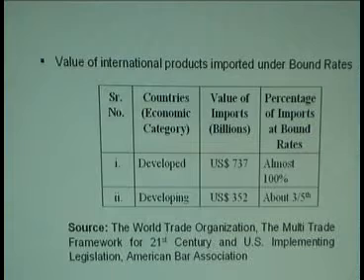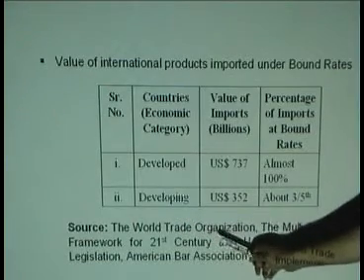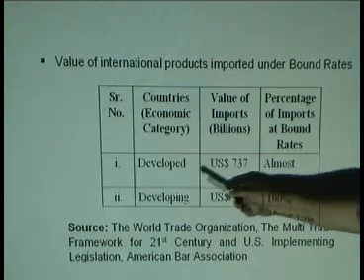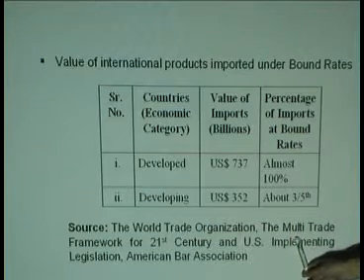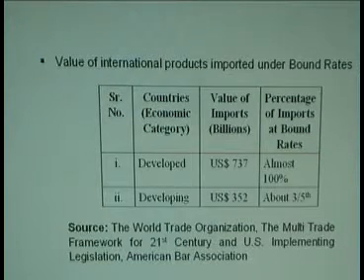Now, the table shows the value of imports and percentage of imports at bound rates: for developed countries it's 737, and for developing countries it's 352. That means about two-fifths of developing countries' tariff still needs to be bound. So what happened was the entire sector of the developed countries is now bound, whereas we still have the cushion, still have the provision, or still have unbound tariffs amounting to two-fifths of the total tariffs of the developing countries.